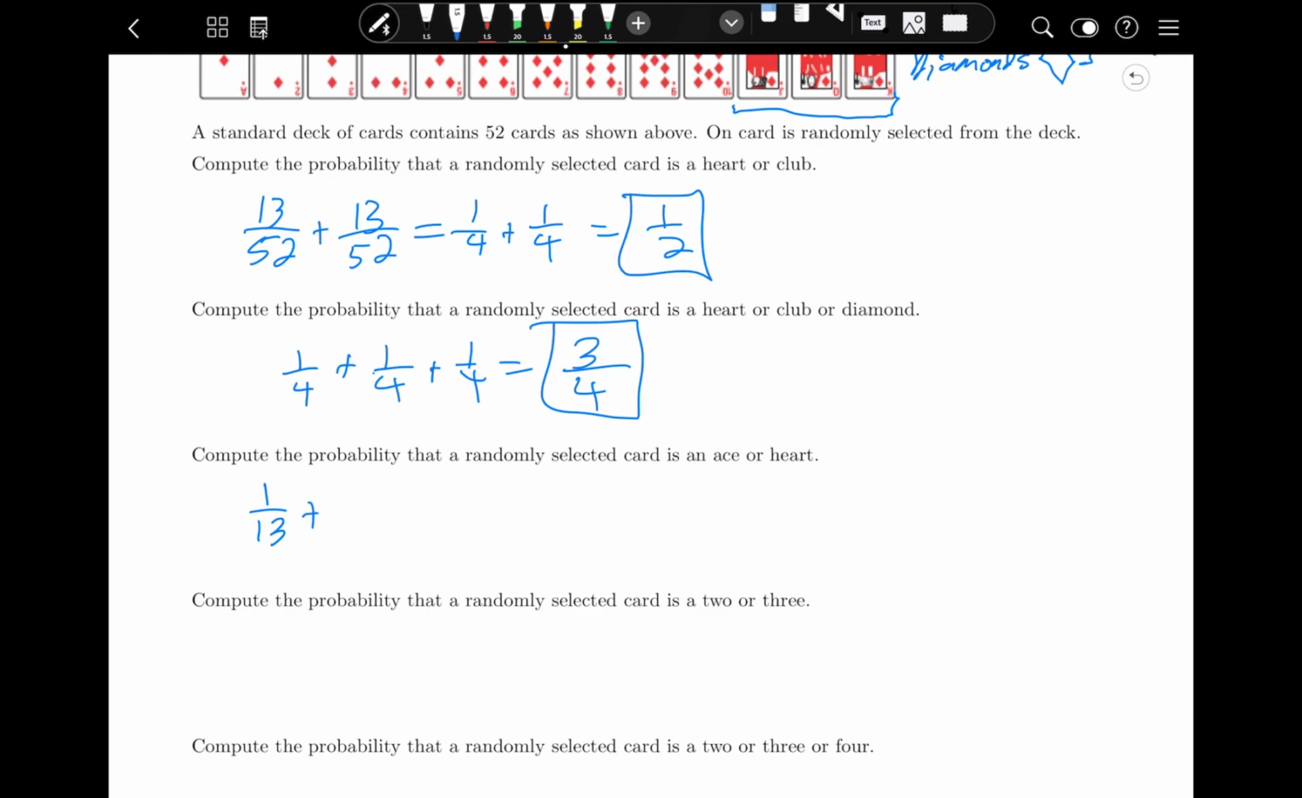We can take plus the probability that a heart is selected, which is 1 out of 4, and then subtract the probability that it's the ace of hearts, which is 1 out of 52. You could also do this as 4 aces out of 52 cards, plus 13 hearts out of 52 cards, minus 1 ace of hearts out of 52 cards. And either way, you get 16 out of 52, which is 4/13.